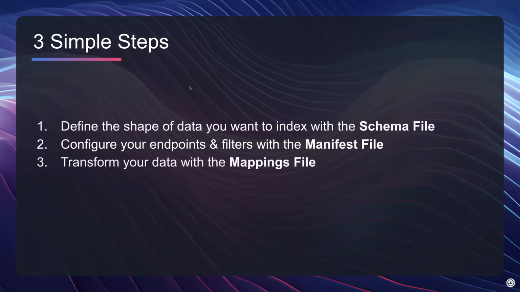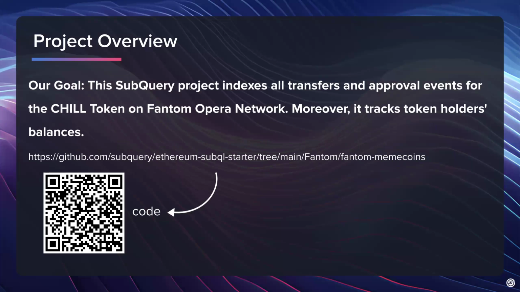As I previously said, you'll only have to configure three types of files: schema file, manifest file, and mapping file. I'll be covering those in more detail a little bit later. The goal of the starter project was to index all transfer and approval events for the Chill token on the Fantom Opera network. And additionally, we'll be tracking token balances.